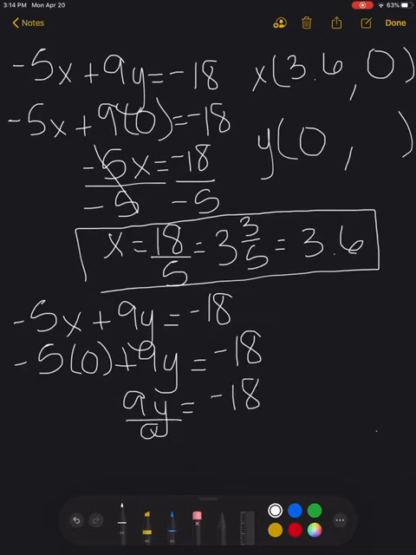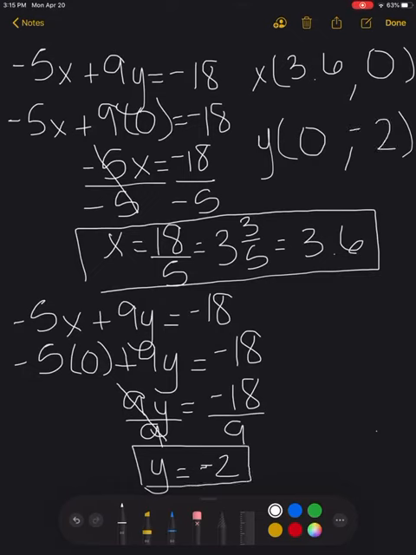Again, our inverse is division, so I'm going to divide both sides by that 9. 9 divided by 9 is going to end up leaving me with just y. And then negative 18 divided by 9 is going to end up leaving me with a value of negative 2. So our y value, or y-intercept, for this equation is going to be negative 2.